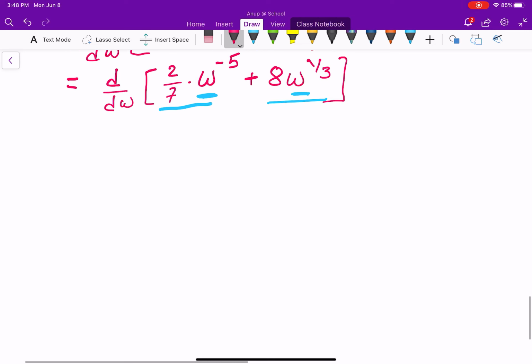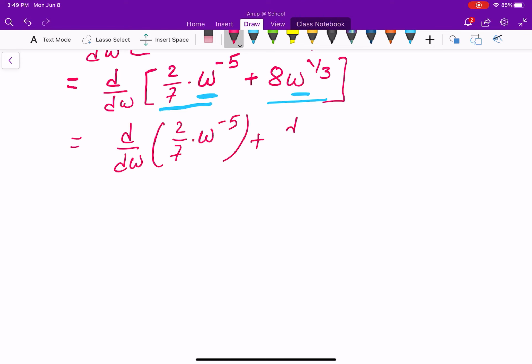All right, so this is now our problem. Let's try to work on this. Let's first find the derivative of the first term. We need to find the derivative of 2 over 7 times w to the power minus 5, plus we need to find the derivative of 8 times w to the power 1/3. The derivative of the first term can be figured out by using the constant multiple rule. We can take the constant 2 over 7 out, times the derivative of w to the power minus 5, by using the power rule.